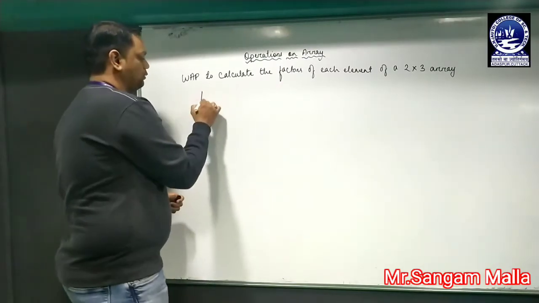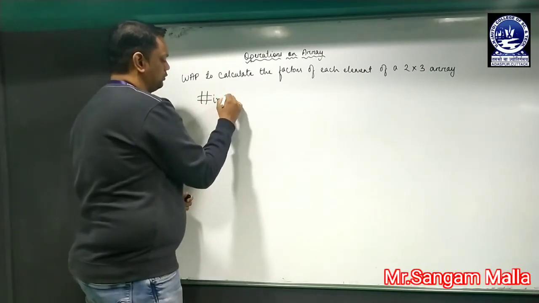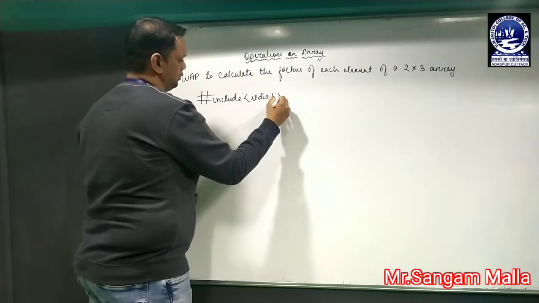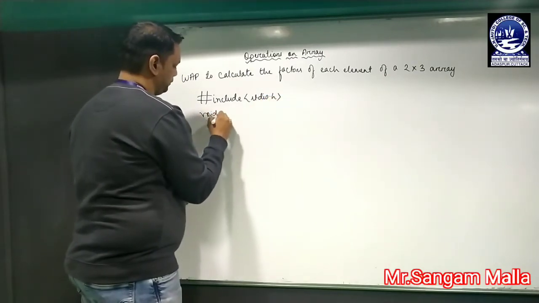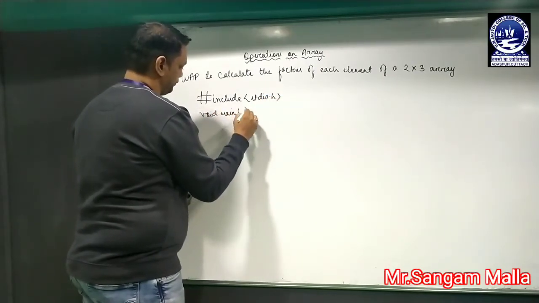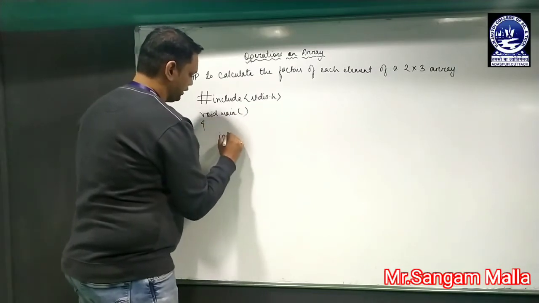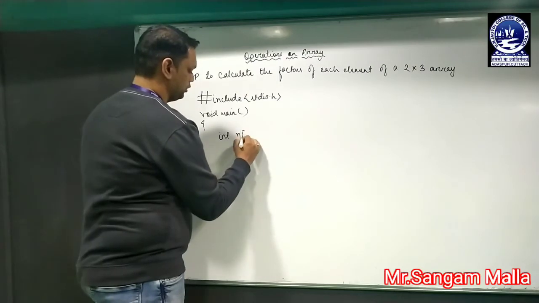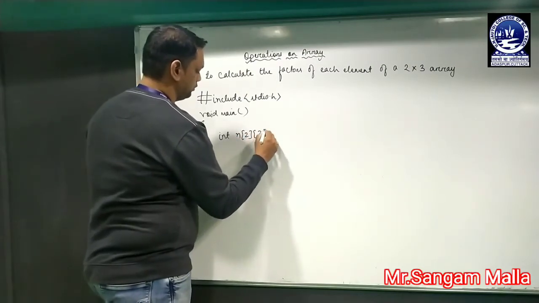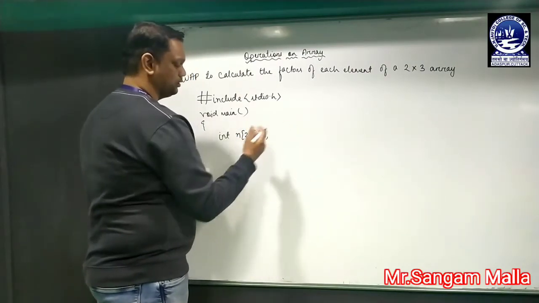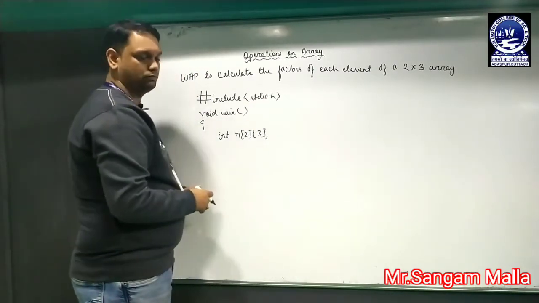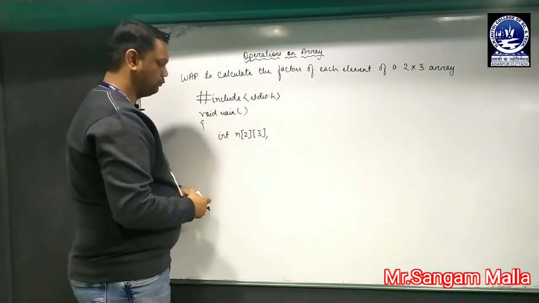So we will start the program with #include stdio.h, then void main, then I have to take an array. Let's say I have to take an array of 2 rows and 3 columns. So I have taken n of 2, 3. So 2 rows and 3 columns, and the rest of the variables we will be writing as per the flow of the program.